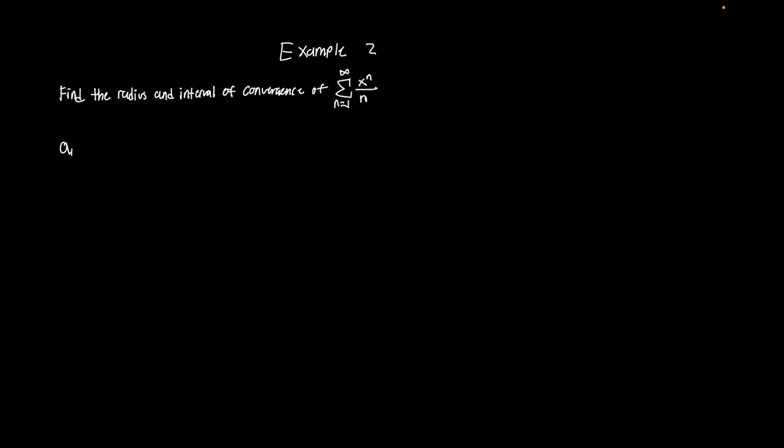So let's write out our general term. It's going to be x to the n over n. Then our n plus 1 term is just x to the n plus 1 over n plus 1. Then we form the ratio.